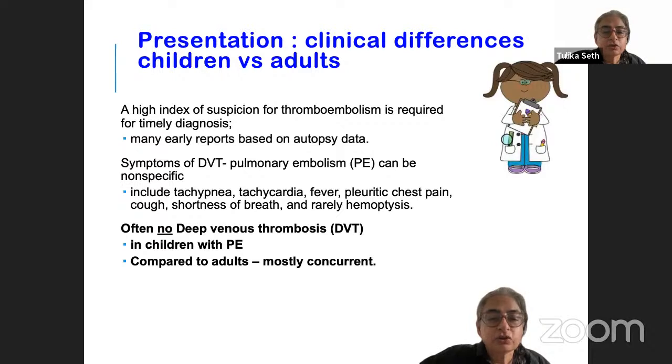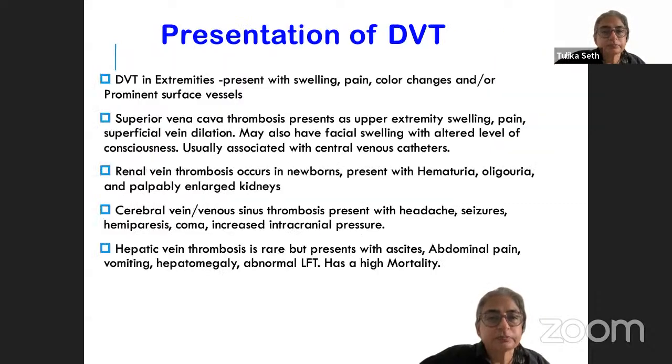And in children who have pulmonary embolism, often there may be no deep vein thrombosis accompanying. In adults, usually you'll have a deep vein thrombosis in perhaps the lower limb, and then you may have a pulmonary embolism. So in adults, they're often concurrent, but in children, you may have a silent pulmonary embolism, particularly in a very sick child.